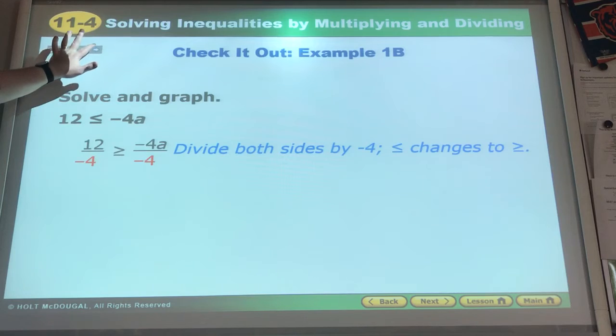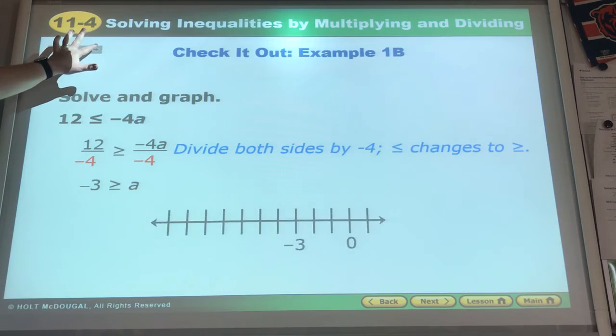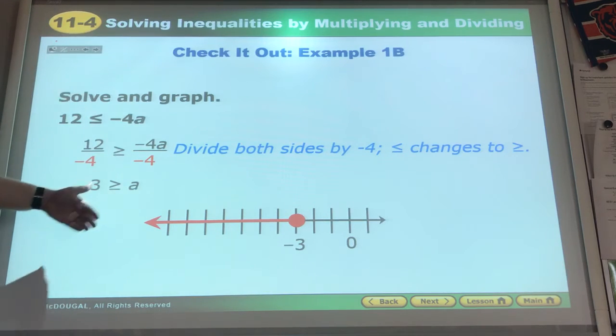Divide both sides by negative 4. We change the sign. We get our number, full dot because it has the equal sign, and we did go the right way.